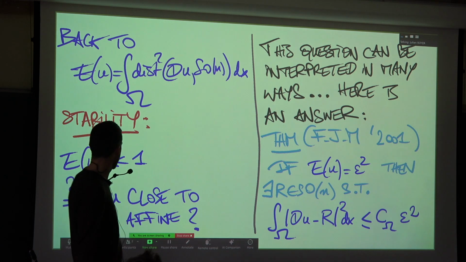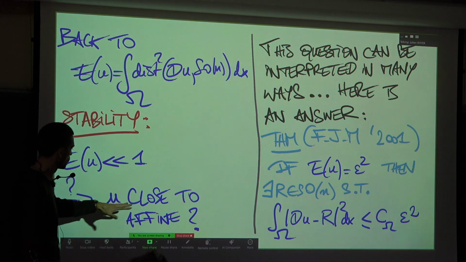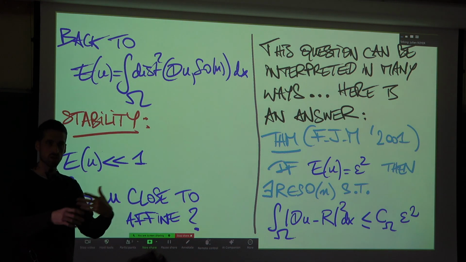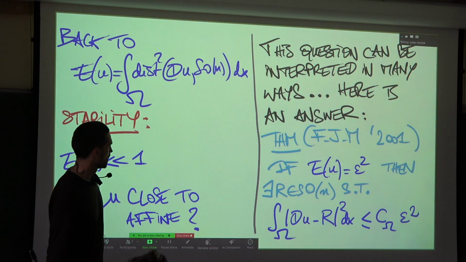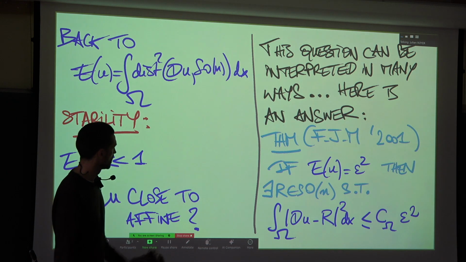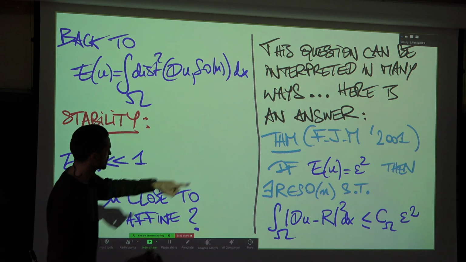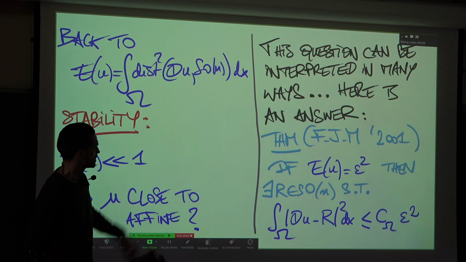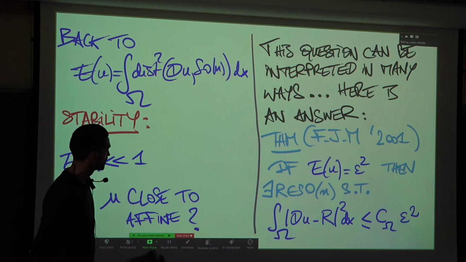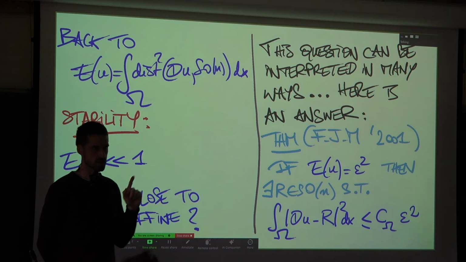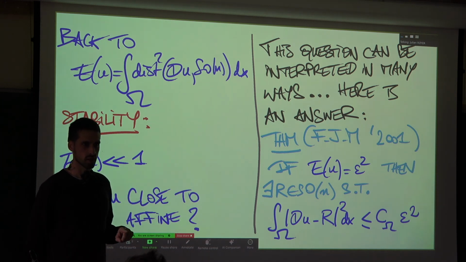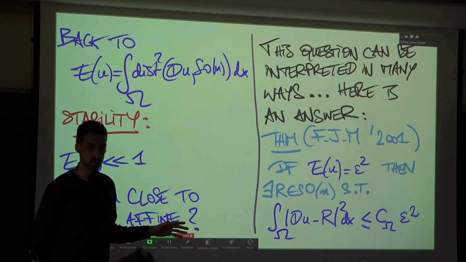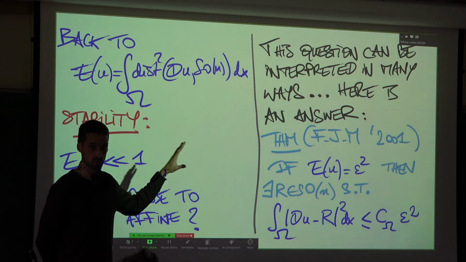Of course, I wrote some things like "very small" and "close to affine", so there is a lot of room for how I should interpret this. Let me give you an answer that was given by F, J, and M. Those are the initials of the people who did it, Friesecke, James, and Müller, in 2001. So you see, more than 150 years after Liouville's theorem, people were still working on these questions and understanding new things about that.